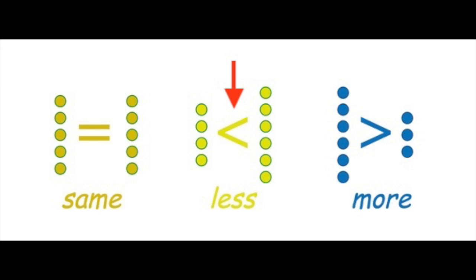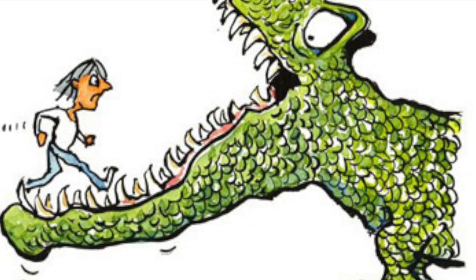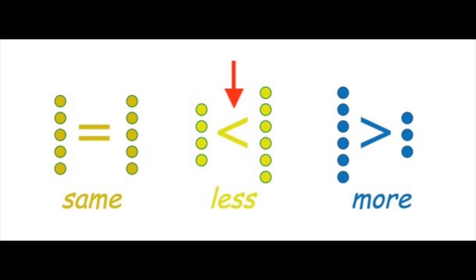Now the red arrow is pointing at the less than sign. On the left side, there are 4 dots, and on the right side, there are 6 dots. You can think of the less than sign as an arrow that points to the side which has less. Right now, it's pointing to the side that has only 4, since 6 is more. Or you can think of it as a hungry alligator who only wants to eat the most. And so he's chomping over toward the 6 side, because 6 is more than 4.